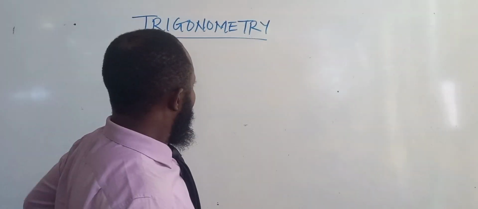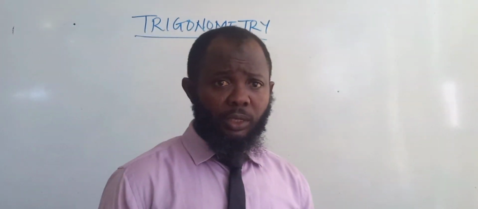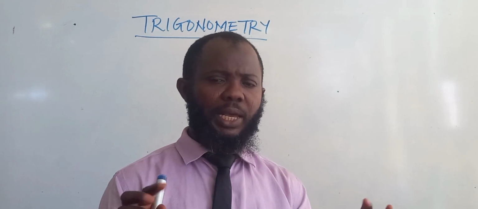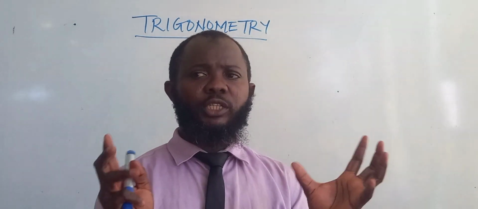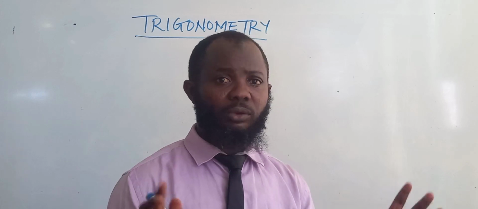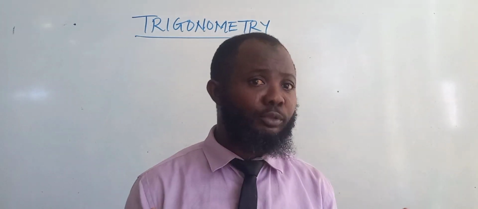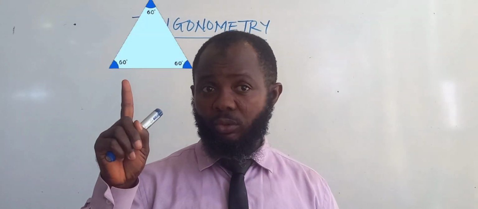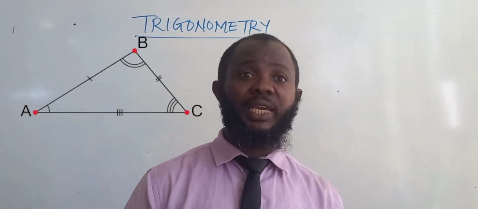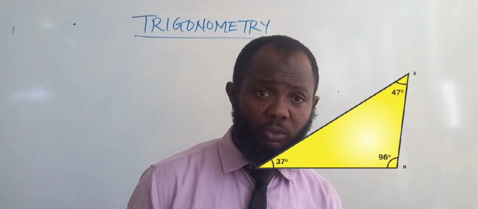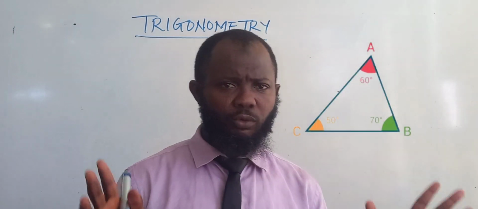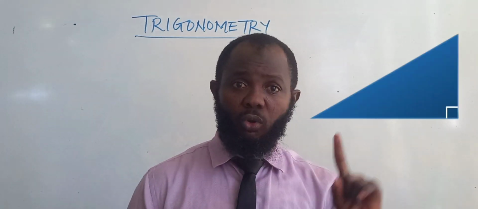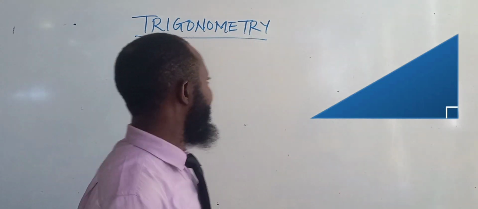Before we move on, trigonometry is only talking about one type of triangle, and that is the right angle triangle. As you all know, we have different types of triangles. We have isosceles triangles, equilateral triangles, right angle triangles, scalene triangles, obtuse angle triangles, acute angle triangles, and so on and so forth. We'll only be looking at one, and that one is what we call a right angle triangle.